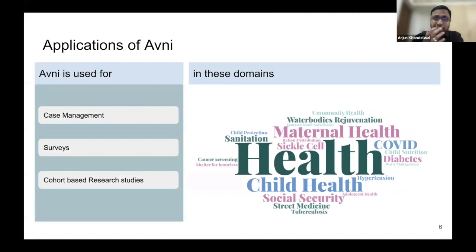What are the key applications of Avni? The first and foremost use of Avni is for case management, that is, tracking data in a longitudinal form. You can register an individual once and keep on recording data against the same individual again and again. It can also be used for surveys like baseline, endline surveys, one-off surveys, and for cohort-based research studies.